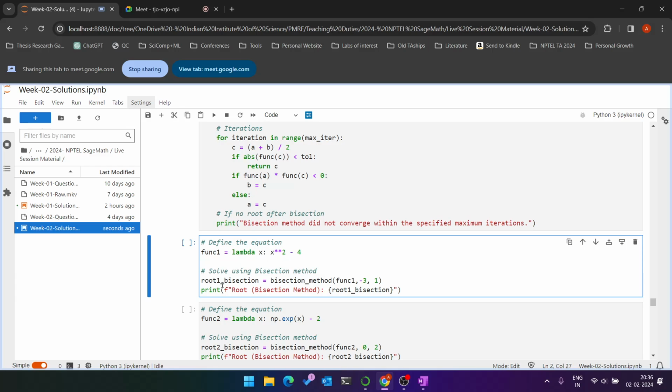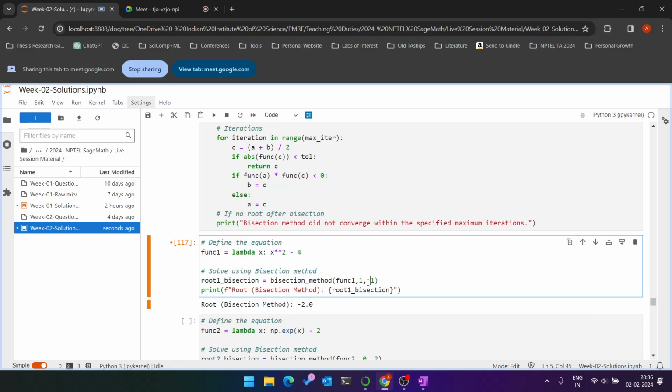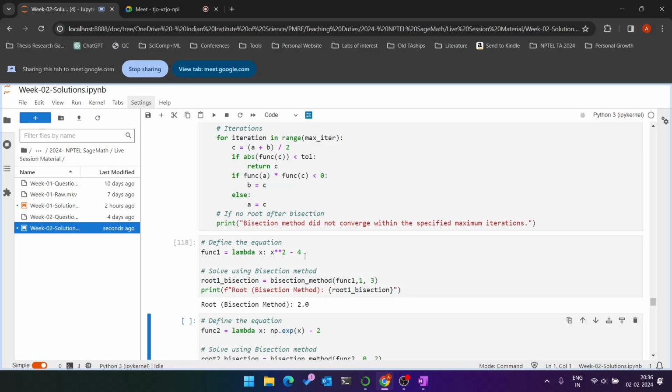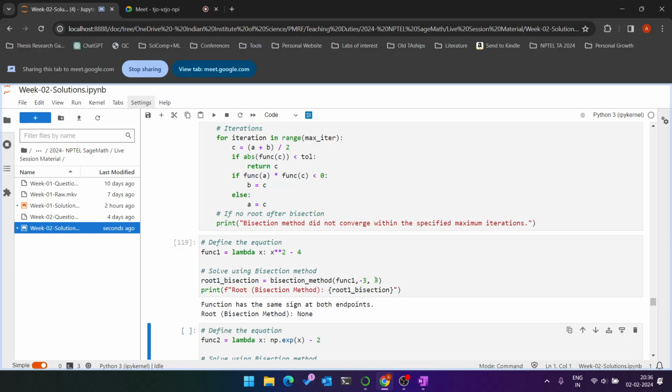Okay, and then I'm asking it to calculate the root of function func1 using the bisection method lying between the interval minus 3 and 1. So it gives the root as 2. Suppose I change my interval to be 1 comma 3. The root of x square minus 4 should be 2, which is what we are getting in this interval. Suppose I change this to minus 3 comma 3.